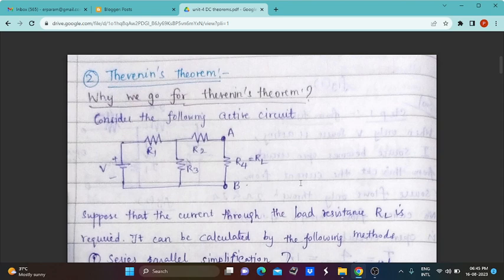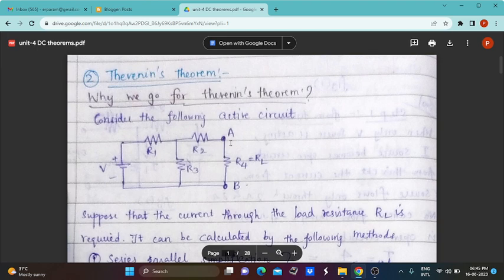Hope everyone is fine. Today we are going to see the theorems of DC circuits. First, let us see Thevenin's theorem. Before going into the in-depth concept of Thevenin's theorem, we have to know why we go for this theorem. So let us consider one active circuit.